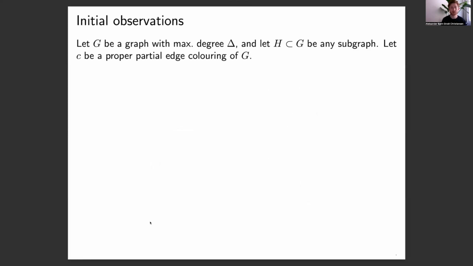All right, so let's make some initial observations. We're just going to fix some graph G. It has maximum degree delta. We can think of delta as not being too large in this paradigm. And we let H be any subgraph and consider some proper partial edge coloring of G. A basic observation is that the average length of a bichromatic path is short.